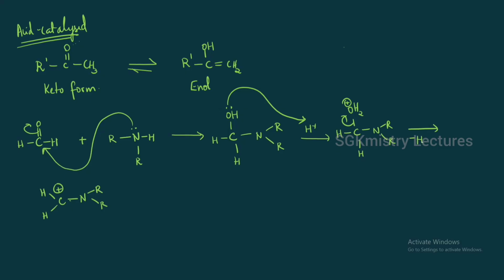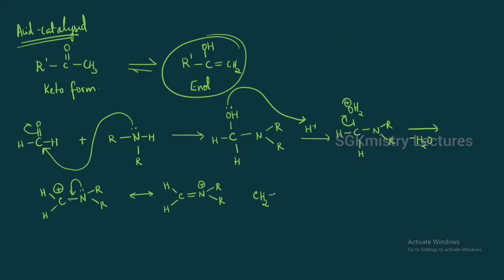So let me write here, H2O is removed off. Now this lone pair of electrons can shift here, because of which I can also write it as H and H, here double bond N, R and R. So here there will be a plus charge now. Okay, so now let us take this enol form of the ketone.